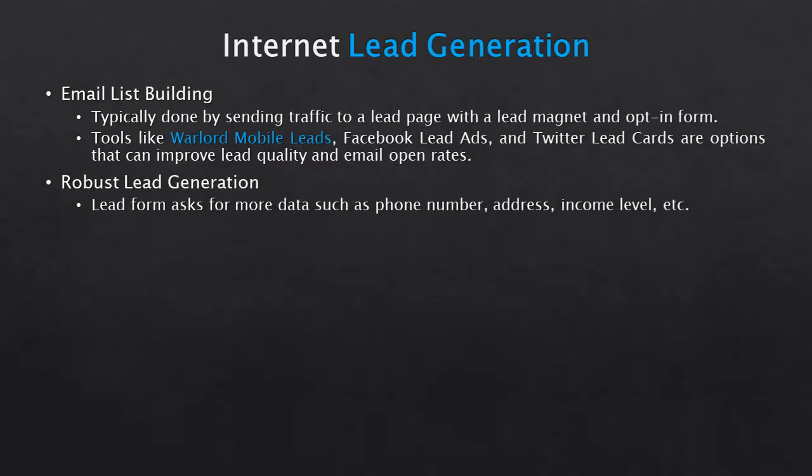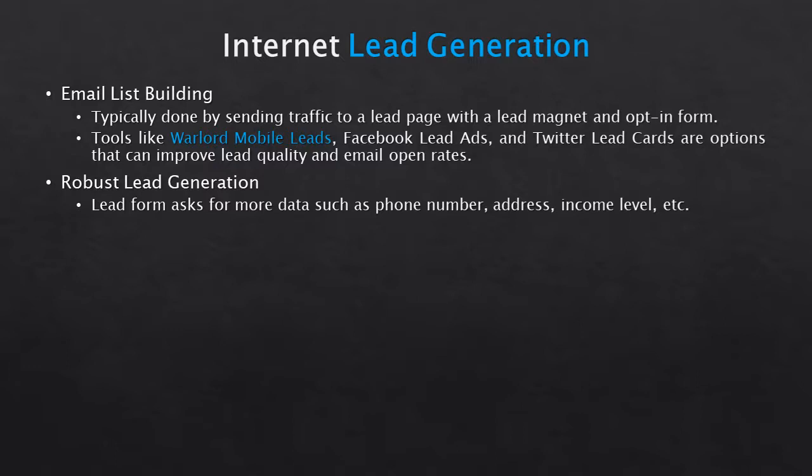Next, robust lead generation. For businesses that require a little more lead data, a more robust lead collection approach may be necessary. This simply entails adding more fields to an opt-in form. Depending on a business's needs, this may include items such as phone numbers, mailing addresses, business names, industries, income levels, family size, and so on.